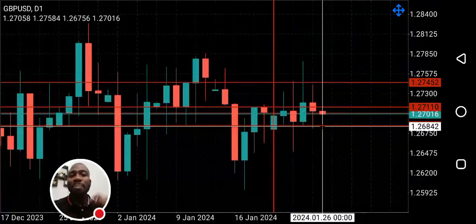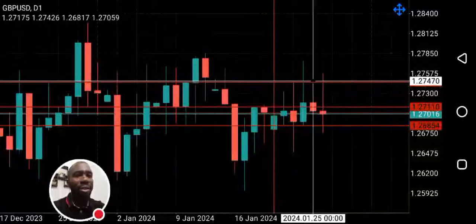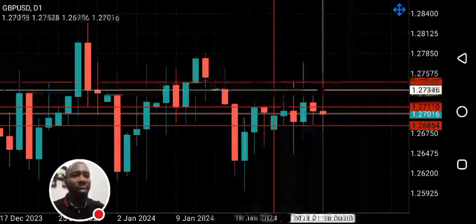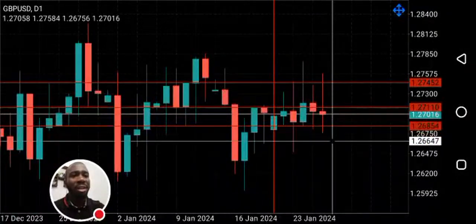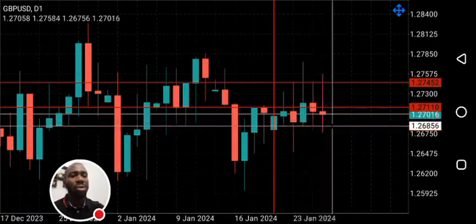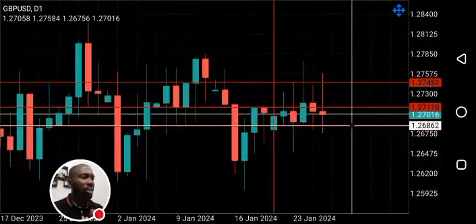And if you are considering buying, I would advise you wait for a candle to close above the high of these candles, this resistance level. And if you are selling, wait for a candle to close below this support. That is my take on GBP USD.